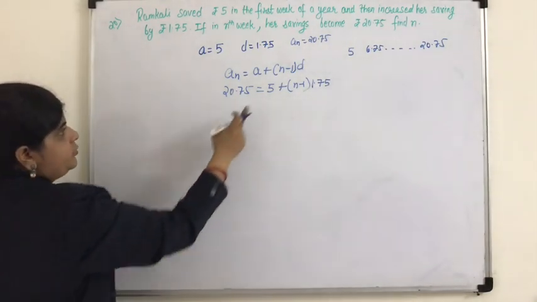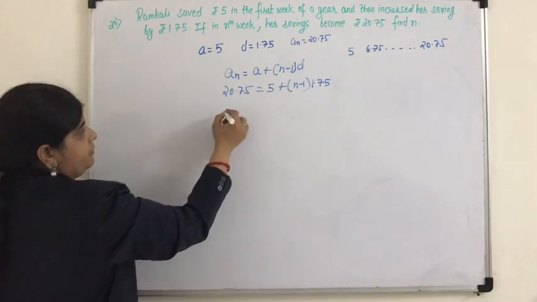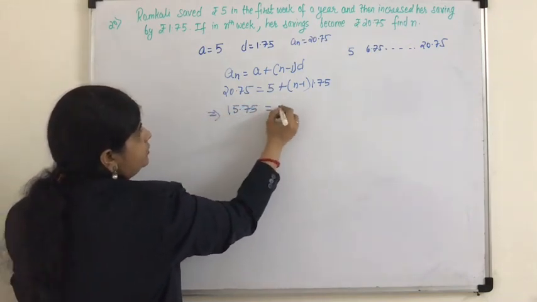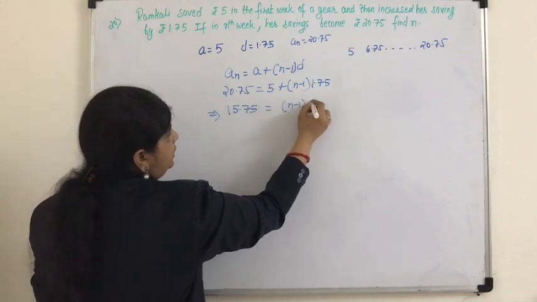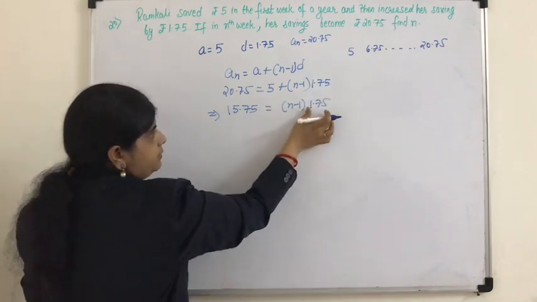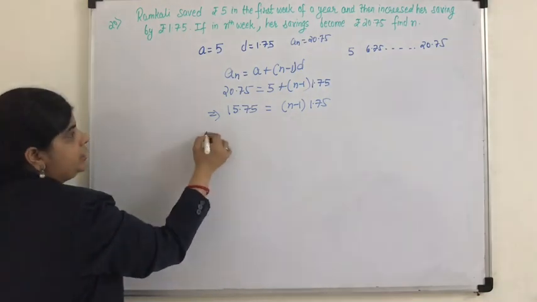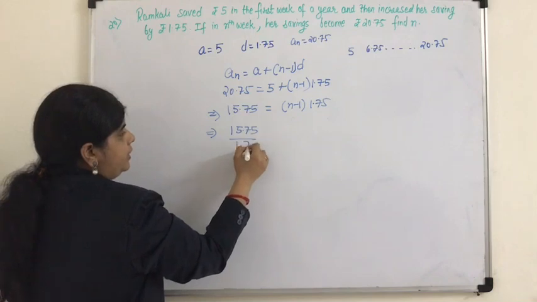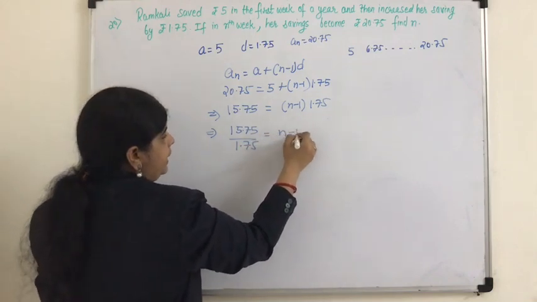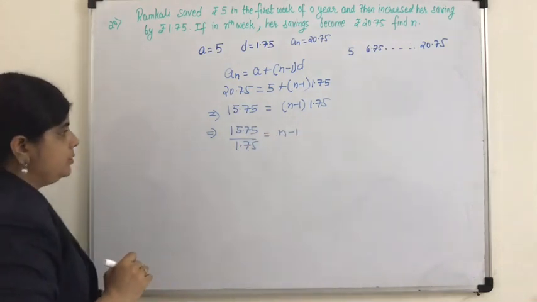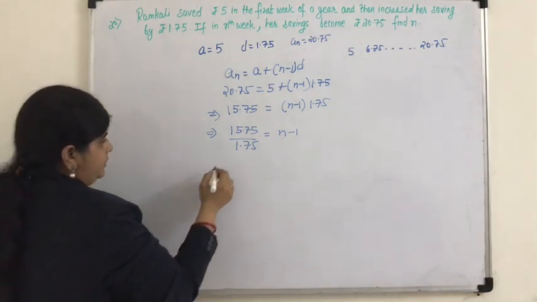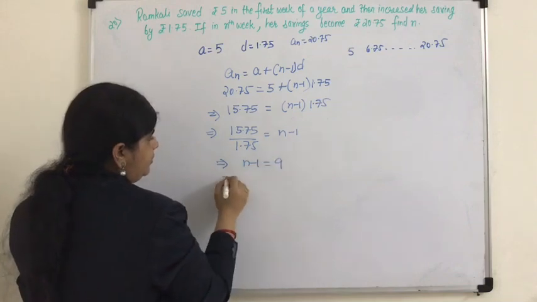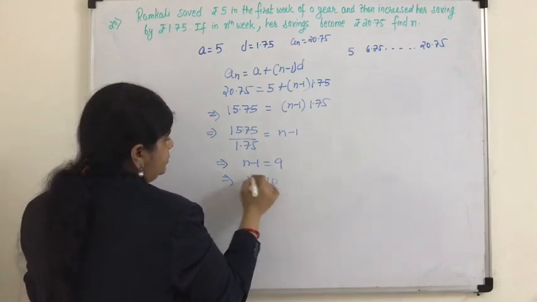Right? Now we can solve. 20.75 minus 5 will give you 15.75 is equal to n minus 1 into 1.75. This is in multiplication, so it will come in division. So 15.75 divided by 1.75 is n minus 1. The decimal points will cancel. Which implies n minus 1 is 9, or n is equal to 10.